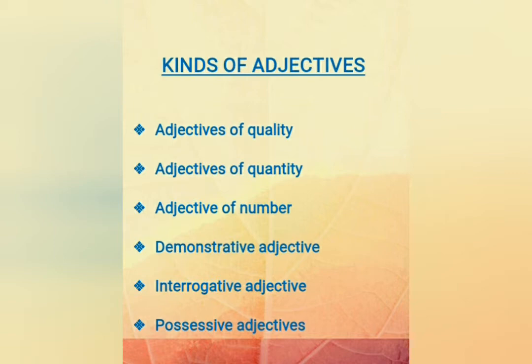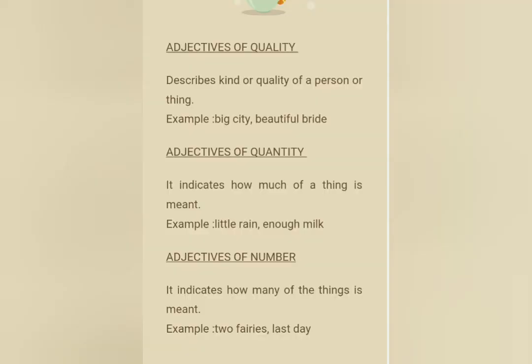Adjectives of quality, which tell quality. Adjectives of quantity, which tell us how much quantity is used. Adjectives of number, demonstrative adjectives, interrogative adjectives and possessive adjectives. Adjective of quality basically describes the kind or quality of a person or thing. Example, big city, beautiful, bright. It tells the quality of the city and what it is like. The city is big and bright is beautiful.